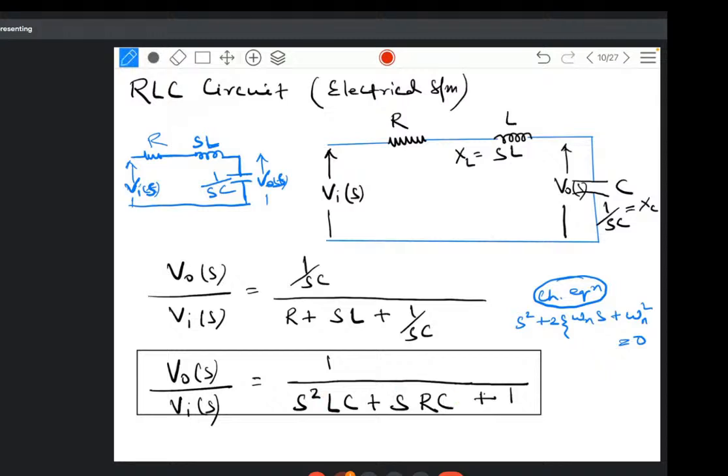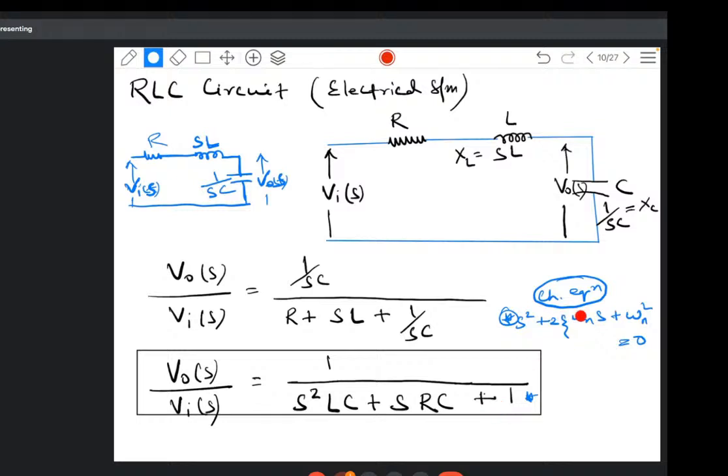So if I need to compare this part and this part, I have to take the coefficient of S square as 1. So I have to divide by LC in the numerator and denominator. So this will become 1 by LC, this will become S square, this will become R by L into S, and this will become 1 by LC, right? Now I can compare this and this.